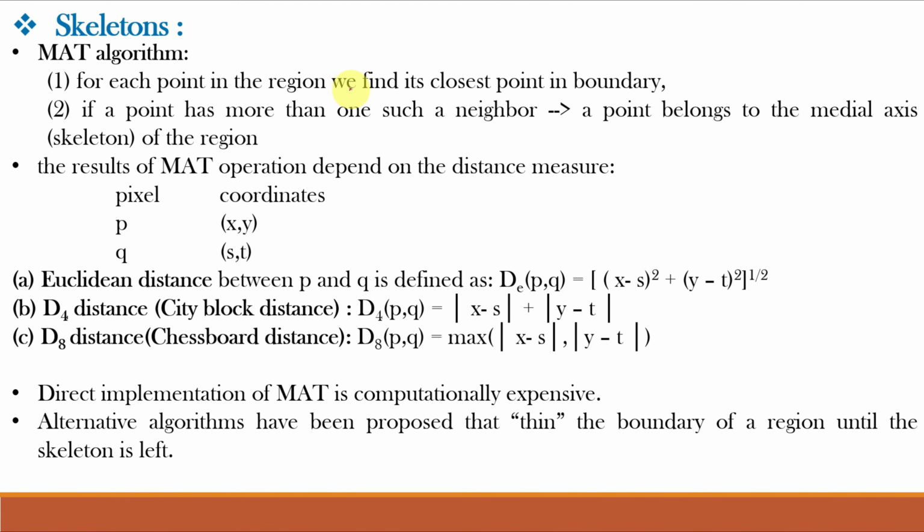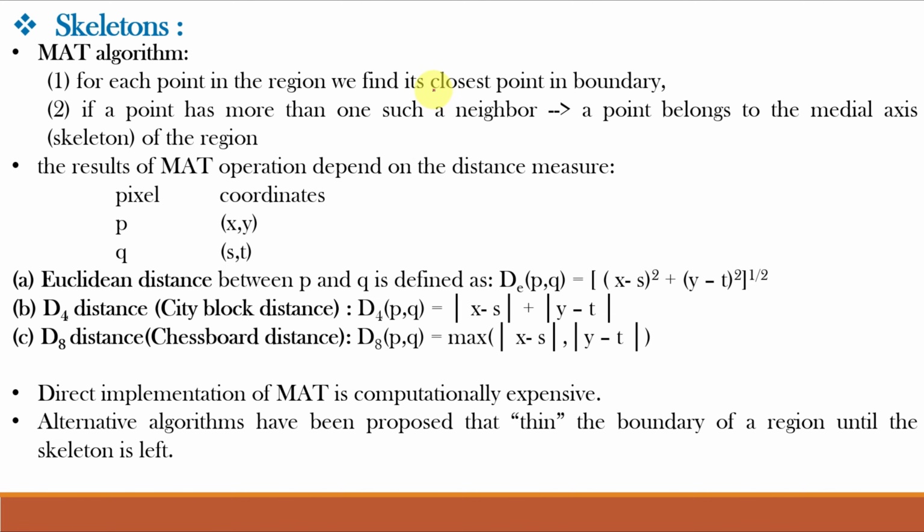Okay, so for each point in the region we find the closest point in the boundary, and if a point has more than one such neighbor, the point belongs to the medial axis or skeleton of the region. And the results of this MAT operation depend on the distance measures, which we have already understood in our video lecture number 5, namely relationship between pixels, neighborhood, adjacency and distance measures.